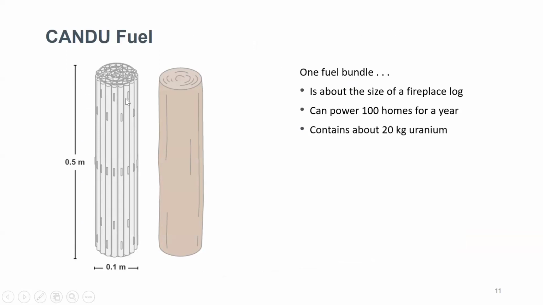The fuel bundle itself is about the size of a fire log. That's often a comparison that's made. It contains 20 kilograms of uranium and can power about 100 homes for a year. So it's quite a bit of power. That's why oftentimes you say your entire lifetime supply of power would fit in the size of a pop can.